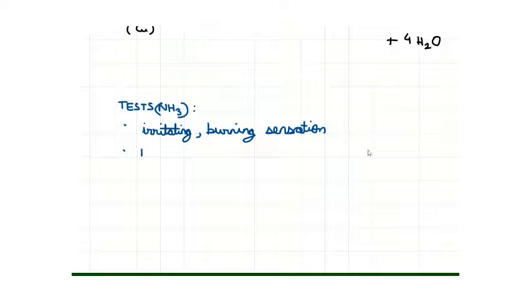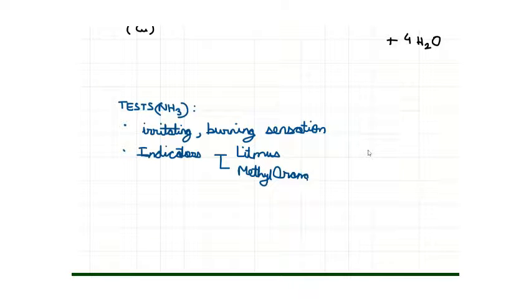We have indicators as well. The most common indicators that work for ammonia are litmus paper, which works for almost any compound. We have methyl orange, and finally we have phenolphthalein. We do not use alkaline phenolphthalein, we use the normal version.